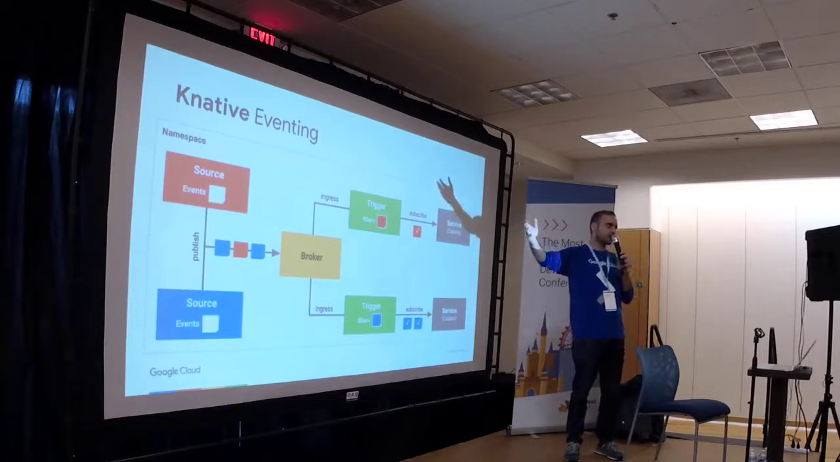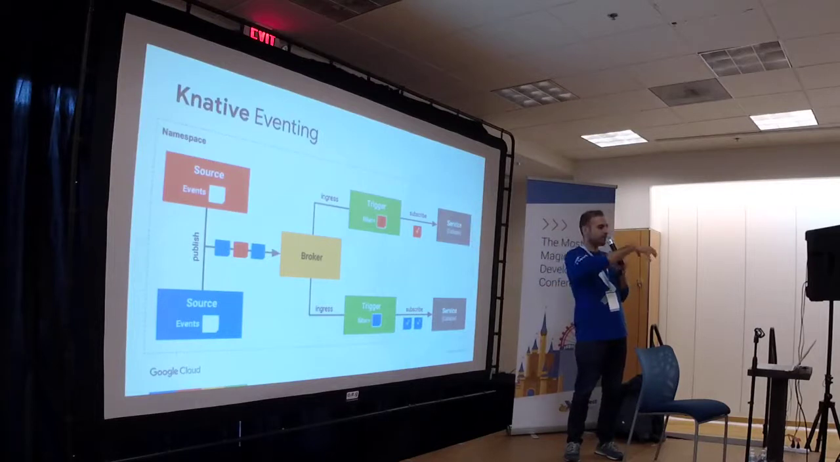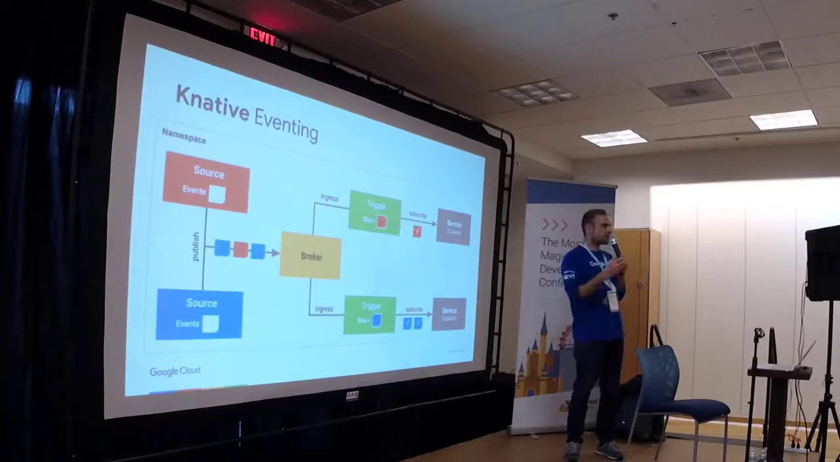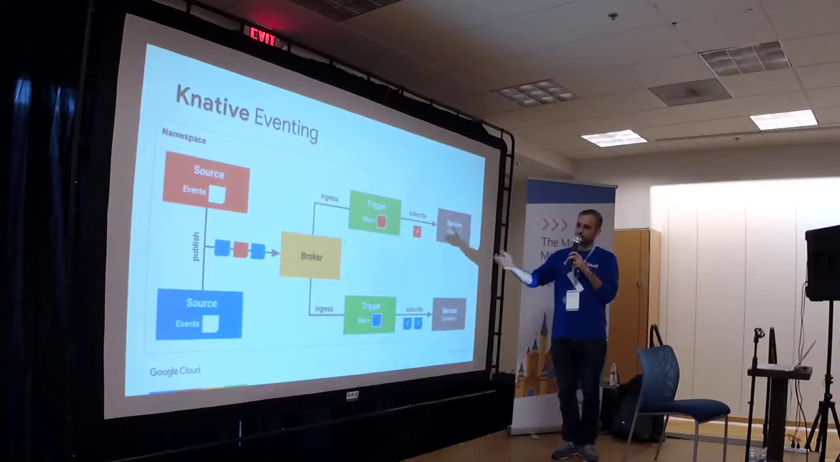So these sources, I think they're misnamed. They should be called source importers. So they basically import whatever kind of event you want to listen to. So that source pulls the events into your cluster. And then you create a broker in your namespace. Whatever namespace should get these messages should create a broker in that namespace.